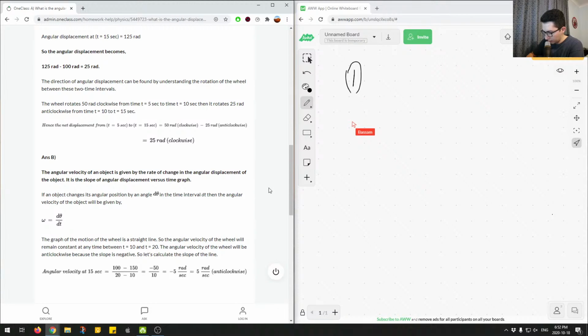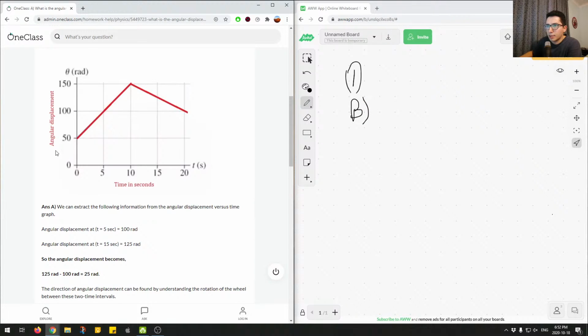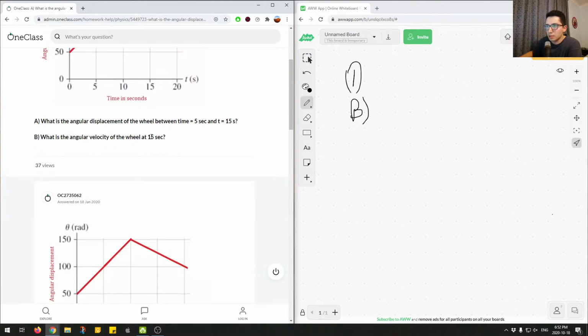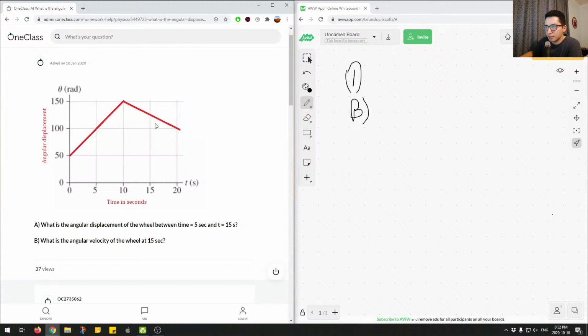So for part B here, we're looking at what is the angular velocity at t equals 15. So at 15 we want to know the angular velocity. We're given an angular displacement versus time graph, so here angular velocity would be just the rate of change, the slope right here.